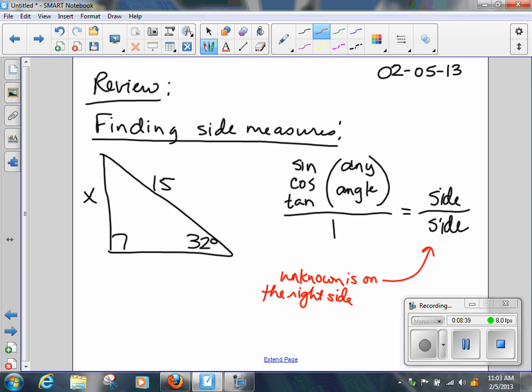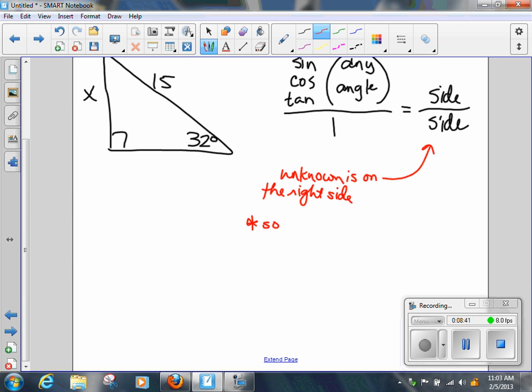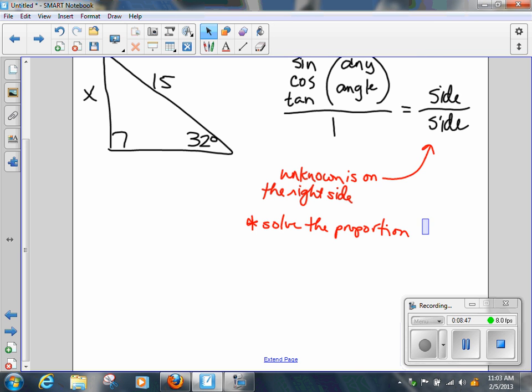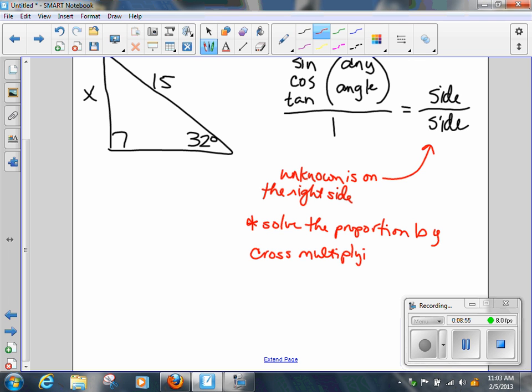And how do you solve this? You solve the proportion by cross multiplying and dividing. Some of you need these in your notes. Your unknown's going to be on the right side when you're solving for a side measure. And all you do is just cross multiply and divide.